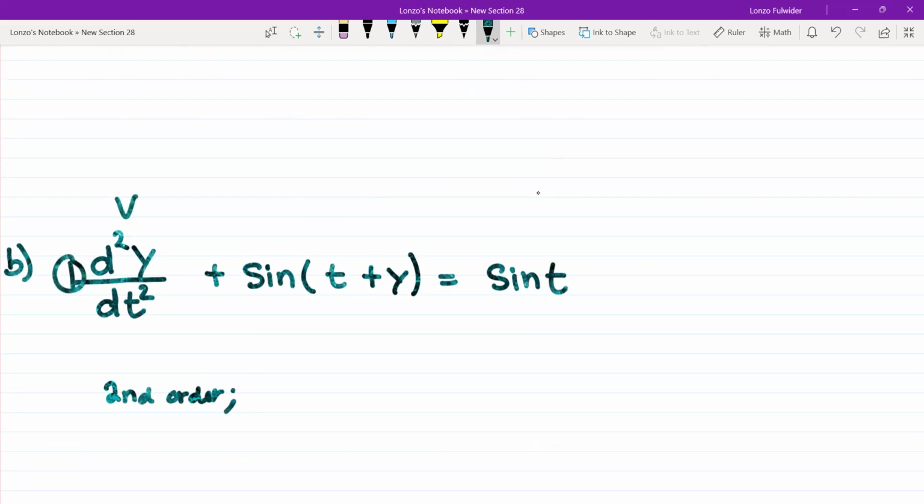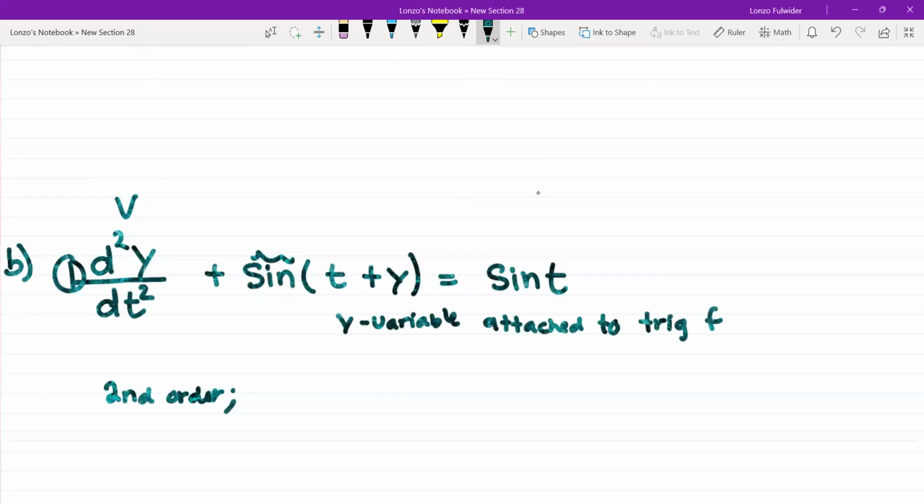This is not fine. Even though it doesn't have a y coefficient, you have a y variable attached to a trig function. So you have a y variable attached to a trig function. Okay, so this sine makes it nonlinear.